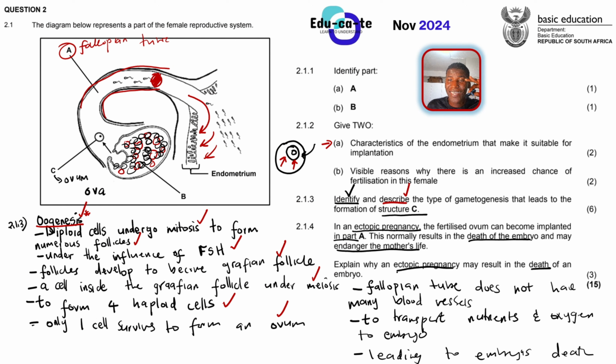Alright, so basically the embryo will not be able to live because we do not have what? We do not have a fallopian tube that has blood vessels to transport nutrients and oxygen to the embryo. So once the embryo does not have those two, it will not be able to live and it will eventually die. So this is how you explain the effect of ectopic pregnancy on the embryo. How does it end up causing the embryo to die instead of living?